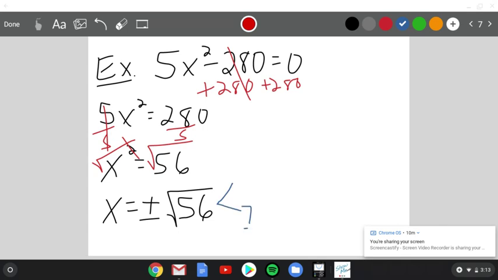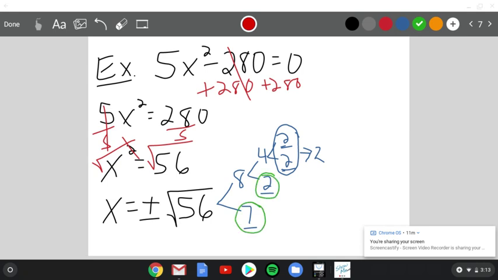56 is 7 times 8. 8 is 2 times 4. 4 is 2 times 2. I like to underline when I get to the end of the branches. So the only thing that has a friend that can come out of the house would be these 2's. I have 2 2's, so a 2 will come out. But this 2 is by itself and this 7 is by itself. If more than one thing comes out of the house, you multiply them. If more than one thing stays inside the house, you multiply them. So my final answer will be x equals plus or minus the 2 that comes out, and then staying home would be 7 times 2, which is 14.